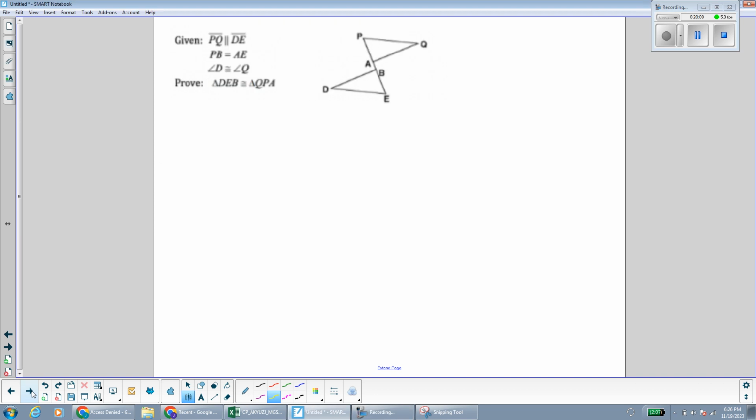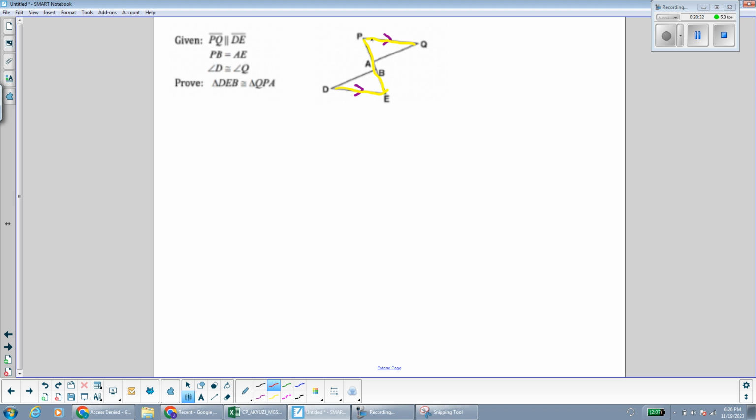Okay, this will be the last one that we're going to do in this video. So in this one, we have the given information that PQ is parallel to DE. And when you have parallel lines, look out for a transversal. And here we have parallel lines cut by a transversal, and we see that letter Z. It doesn't matter if it's a forward Z or a backward Z.